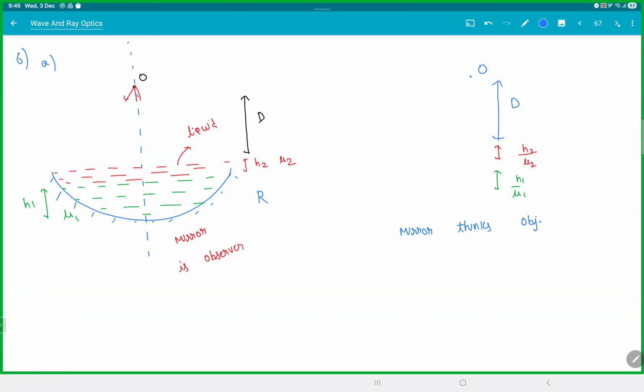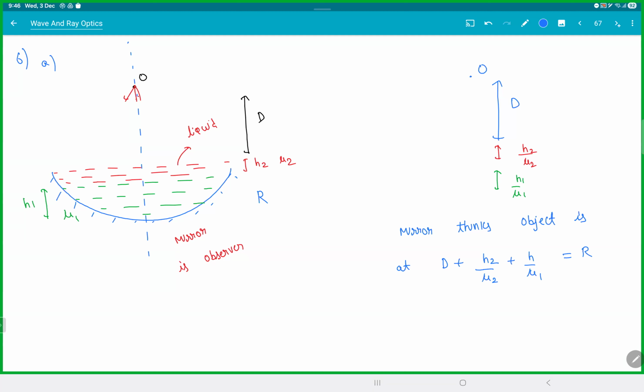The mirror thinks the object is at D plus H2 by mu2 plus H1 by mu1. Is that clear, everyone? So you can assume a thin air gap between the liquid 1 and the mirror. Clear? Now you tell me. If the final image falls on the object, that means what? Light rays are retracing. If the light rays are retracing, then the mirror should think, where is the object? It should think it is at capital R, isn't it?